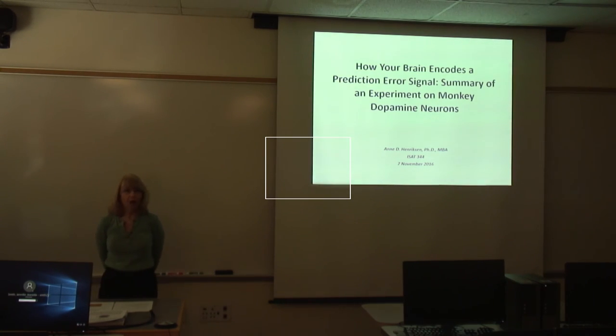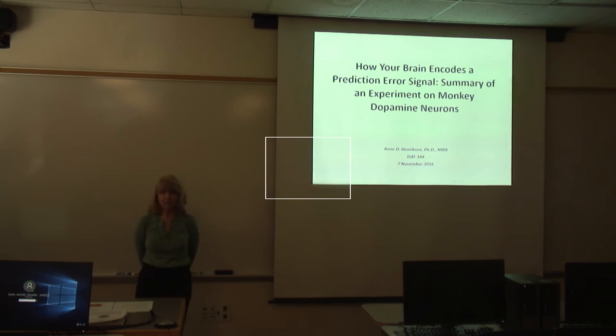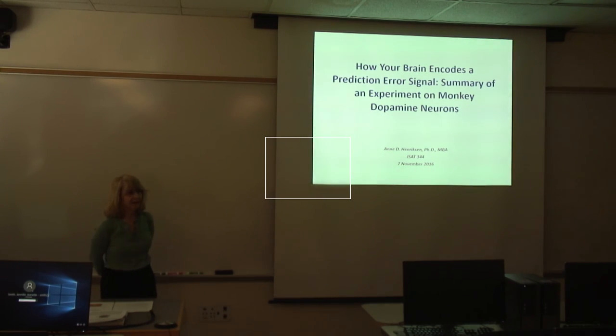Recall that movement of your eyes is a saccade, and there are actually machines that can measure monkey eye movement. And so that's how this is done. And I'll show you some pictures of how the monkeys got hooked up for the experiments and what gets measured in their brains. Okay?